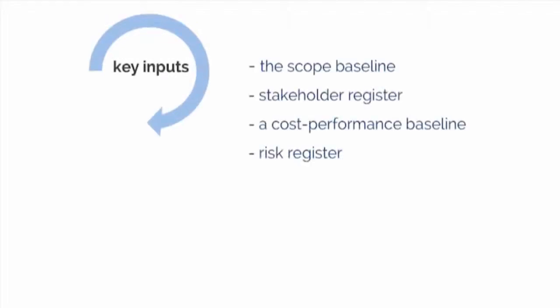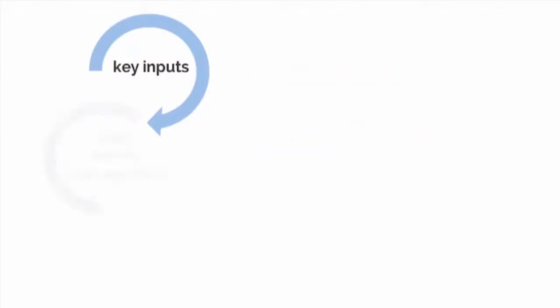Some of the inputs included in this process, plan quality, are the scope baseline, which defines project requirements, stakeholder register, which is the document that lists all of the identified stakeholders and their interests, the cost performance baseline, which shows us the dollars set aside for quality, and finally the risk register, which is the document that lists all of the identified risks, including quality-related risks.